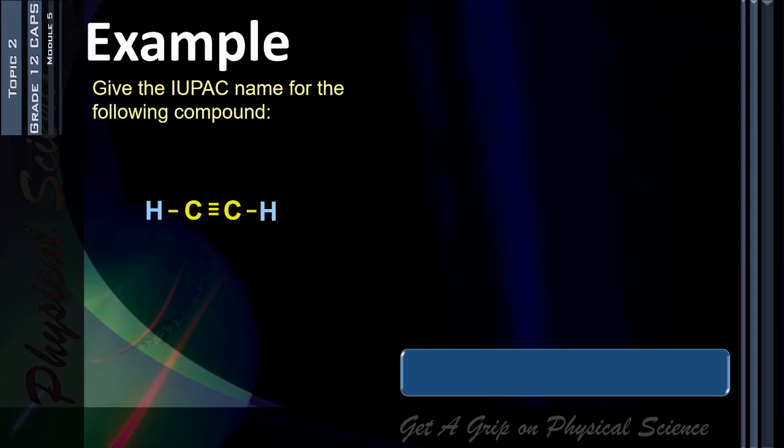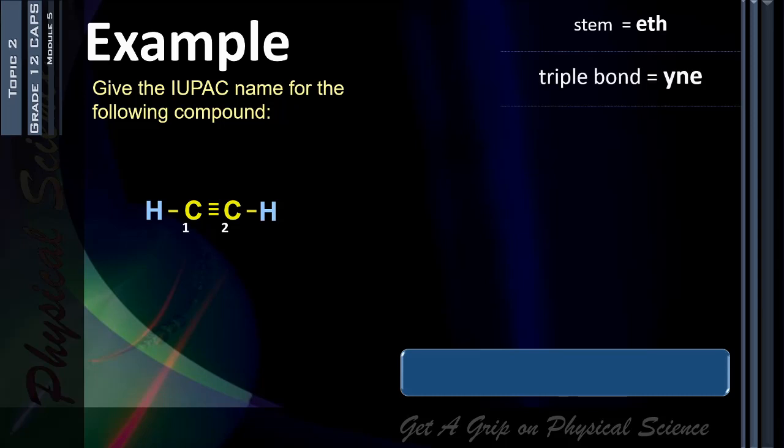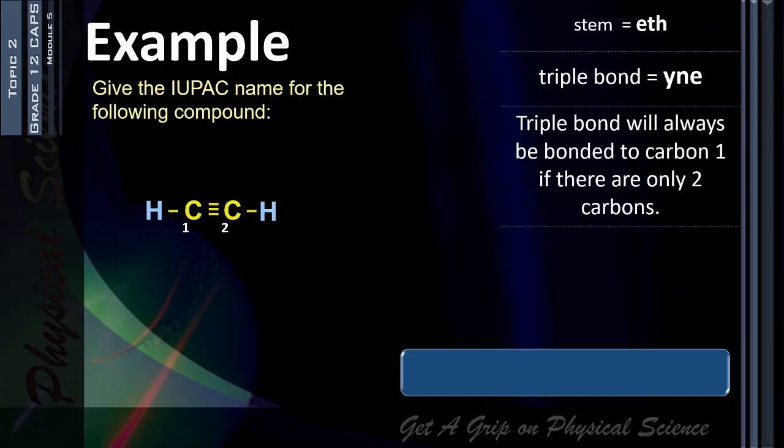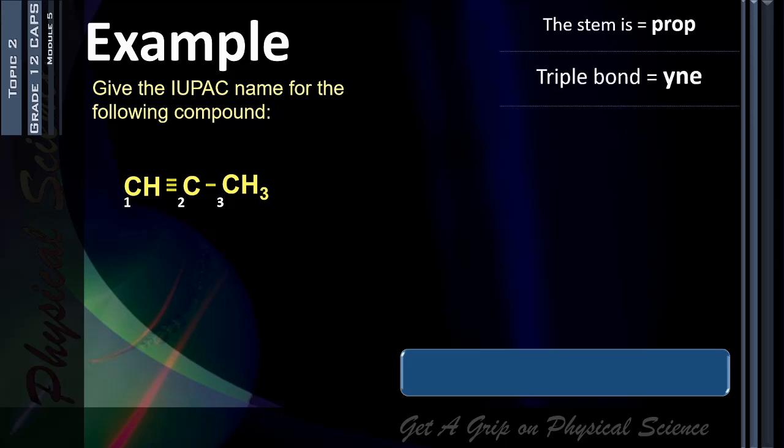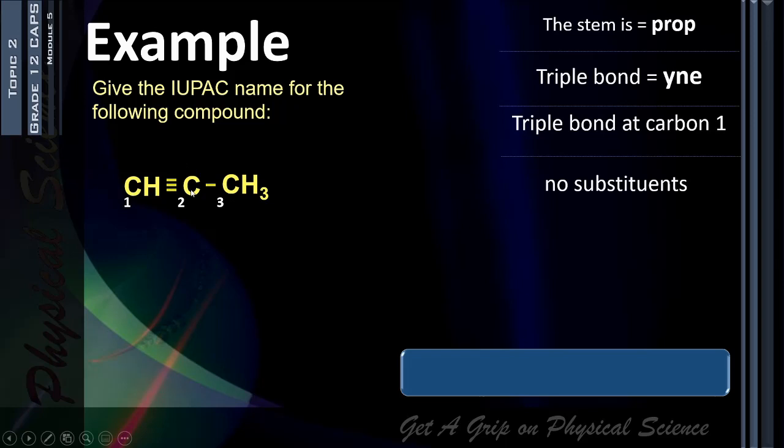In this example, the longest carbon chain, including the triple bond, is 2 carbons, so the stem name is eth. Triple bond is a functional group for the alkynes, and the triple bond will always be on carbon number 1 if there are only 2 carbons in the molecule. So it's not necessary to show that the triple bond is carbon number 1, therefore the name for this molecule is ethyne. The longest carbon chain, 3 carbons, so the stem name is prop. Triple bond is the functional group for the alkynes. The triple bond is on carbon number 1 if we number from left to right. There are no substituents, so the name for this molecule is prop-1-yne.